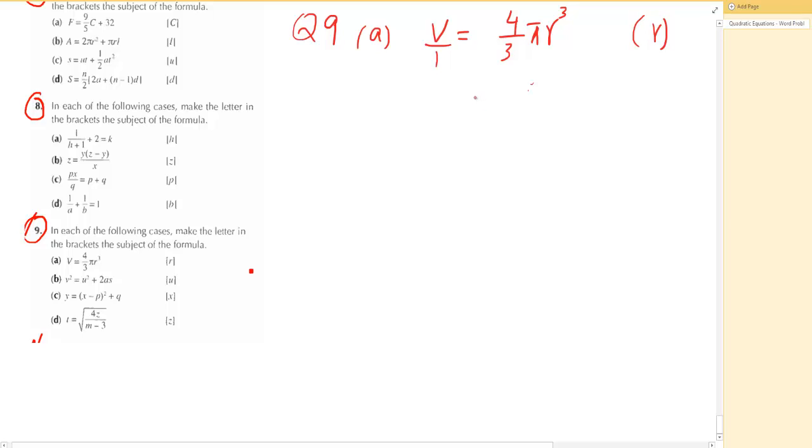Because you can write this as well, can't you? You can write it like this. Yes, V over 1. So cross multiply. So it is 3V, and we have to make R the subject. So bring this on the other side.